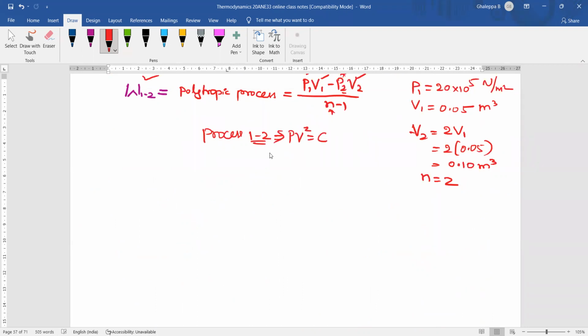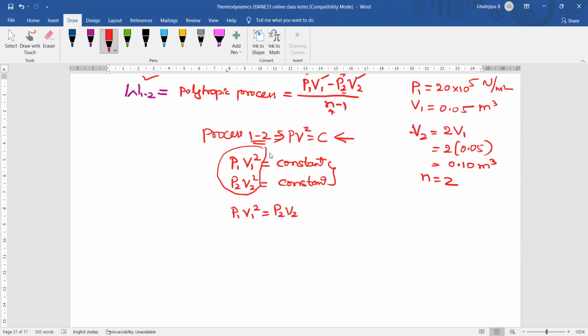Write this equation at point 1: P1 V1 square is equal to constant. Apply this equation at point 2: P2 V2 square is equal to constant. Simple. The right hand side is a constant value, not 0, it has some value. So obviously the left hand sides should be equal. P1 V1 square is equal to P2 V2 square. Which is the unknown value? P2 is the unknown. So P2 is equal to P1 V1 square divided by V2 square.